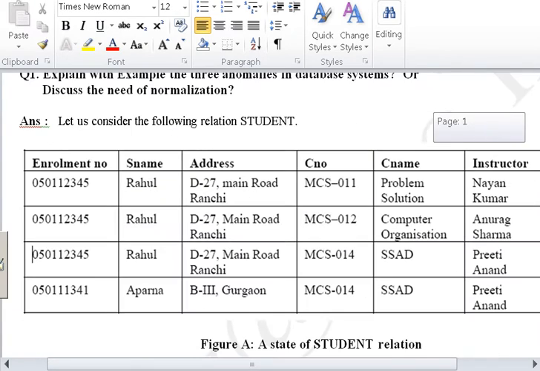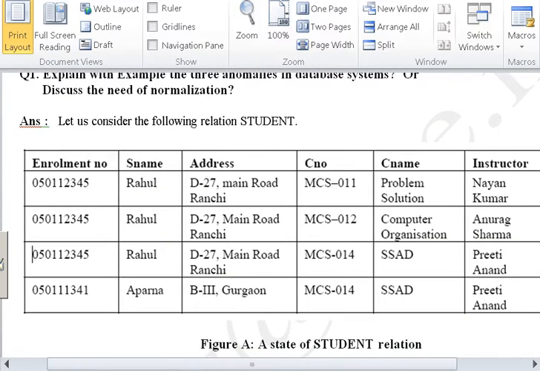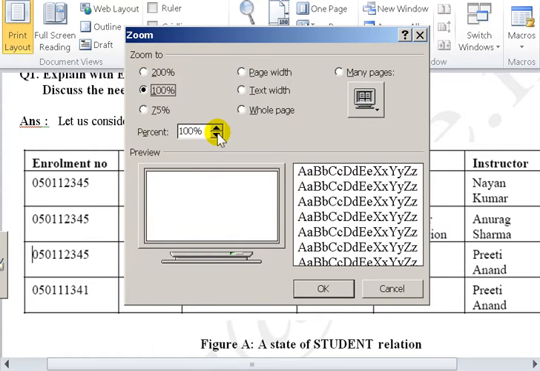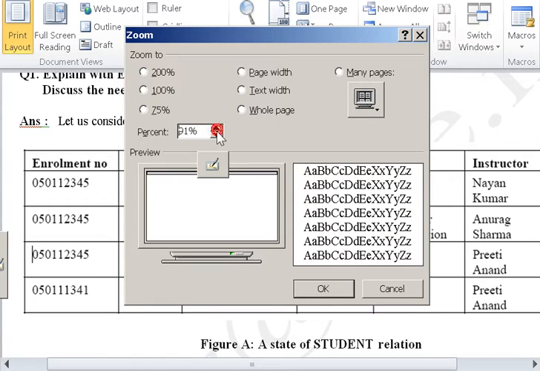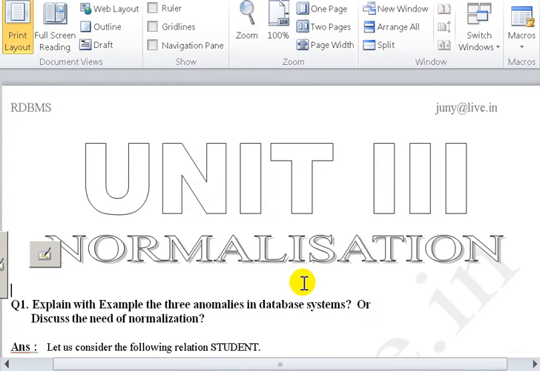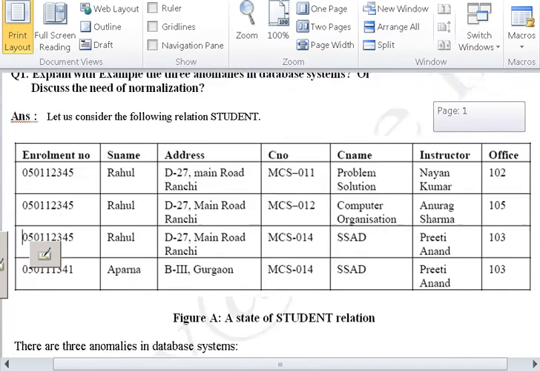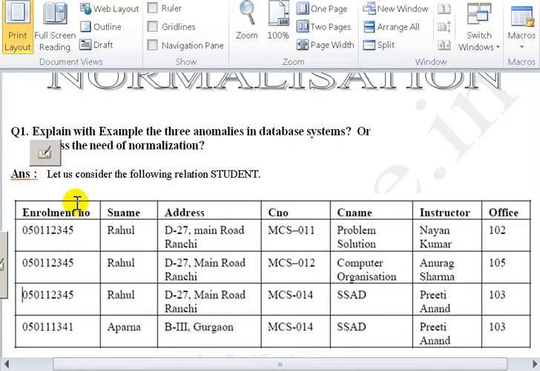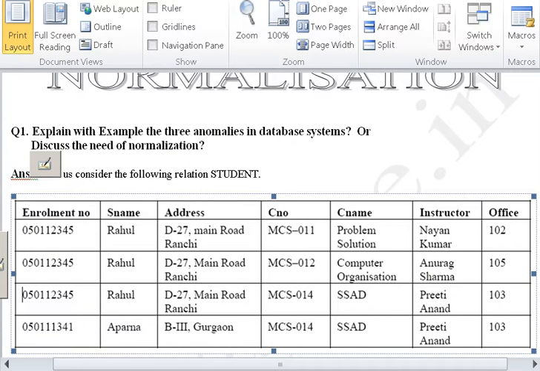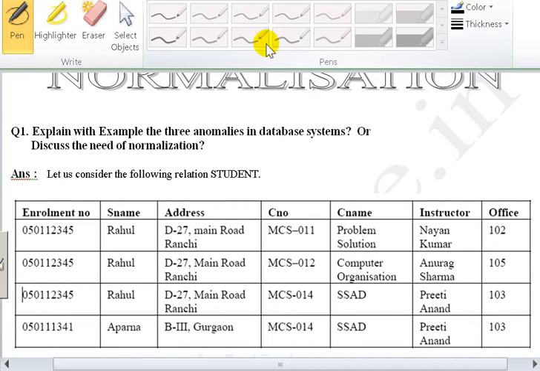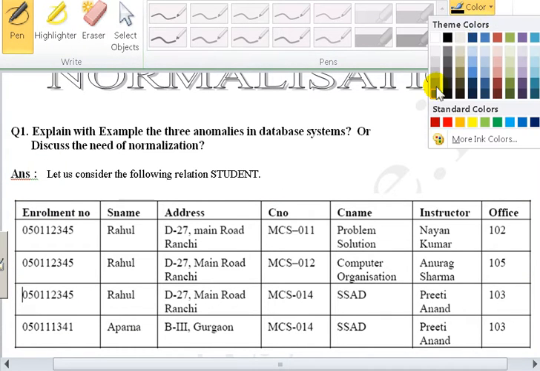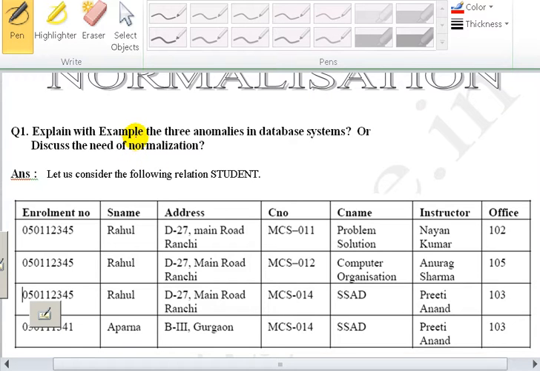Yes, this is a table, right? This is your table view. This is your table. Look, enrollment number. We have enrollment number, right? And we have what? Now, what will be the key in this table? Enrollment number and course number will be the key, right?